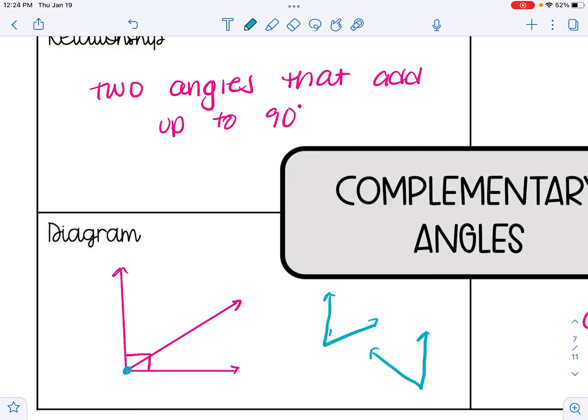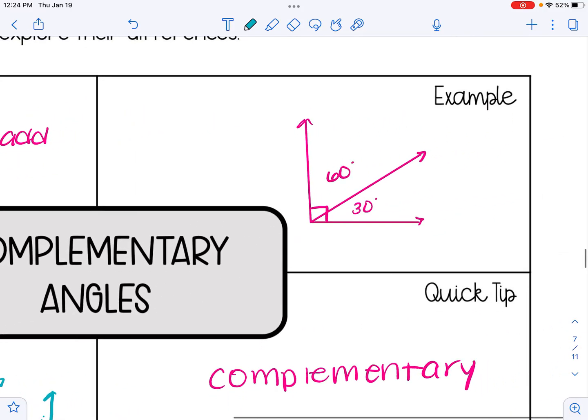And let's say I came up with measurements. Let's say that's like 42 degrees and this is 48. Those are considered complementary because they still have a sum of 90 degrees. Over up top here, for an example, I showed two numbers that add up to 90 degrees, but they also form a right angle. So I have a 60-degree angle and a 30-degree angle.